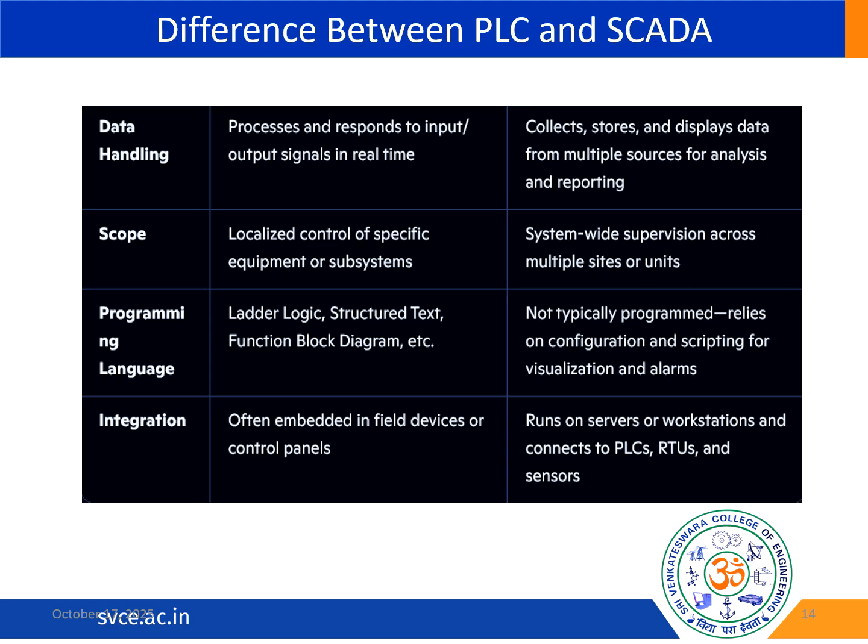So here we are also going to see some other differences, like data handling. In a PLC system, it processes and responds to input and output signals in real time, and a SCADA system collects, stores and displays data from multiple sources for analysis and reporting. Moving on to the scope, PLC systems provide localized control for specific equipment as subsystems, and SCADA uses system-wide supervision across multiple sites or units.